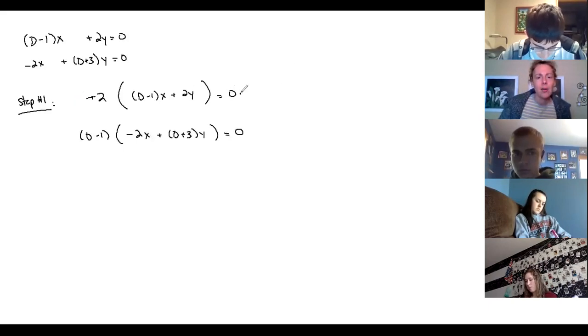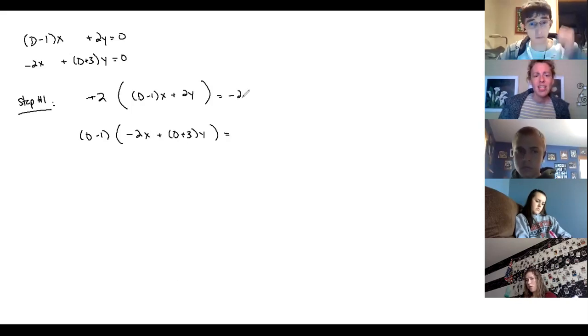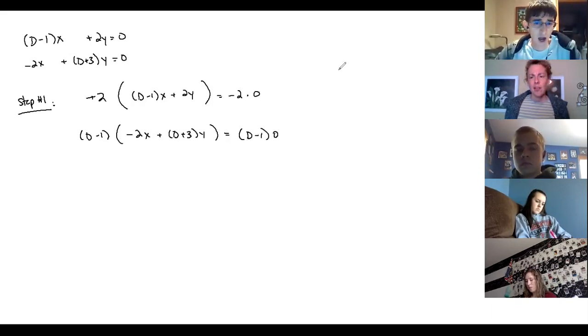Technically, this first 0 is -2 times 0, right? Because I really do need to multiply both sides of the equation by -2. It's still 0, but -2 times 0. And technically, the second one is D minus 1 of 0, but that's still 0 also. So sometimes it'll make a difference, not in an example we do today, but in an example we do tomorrow, it'll make a difference, not so much today.